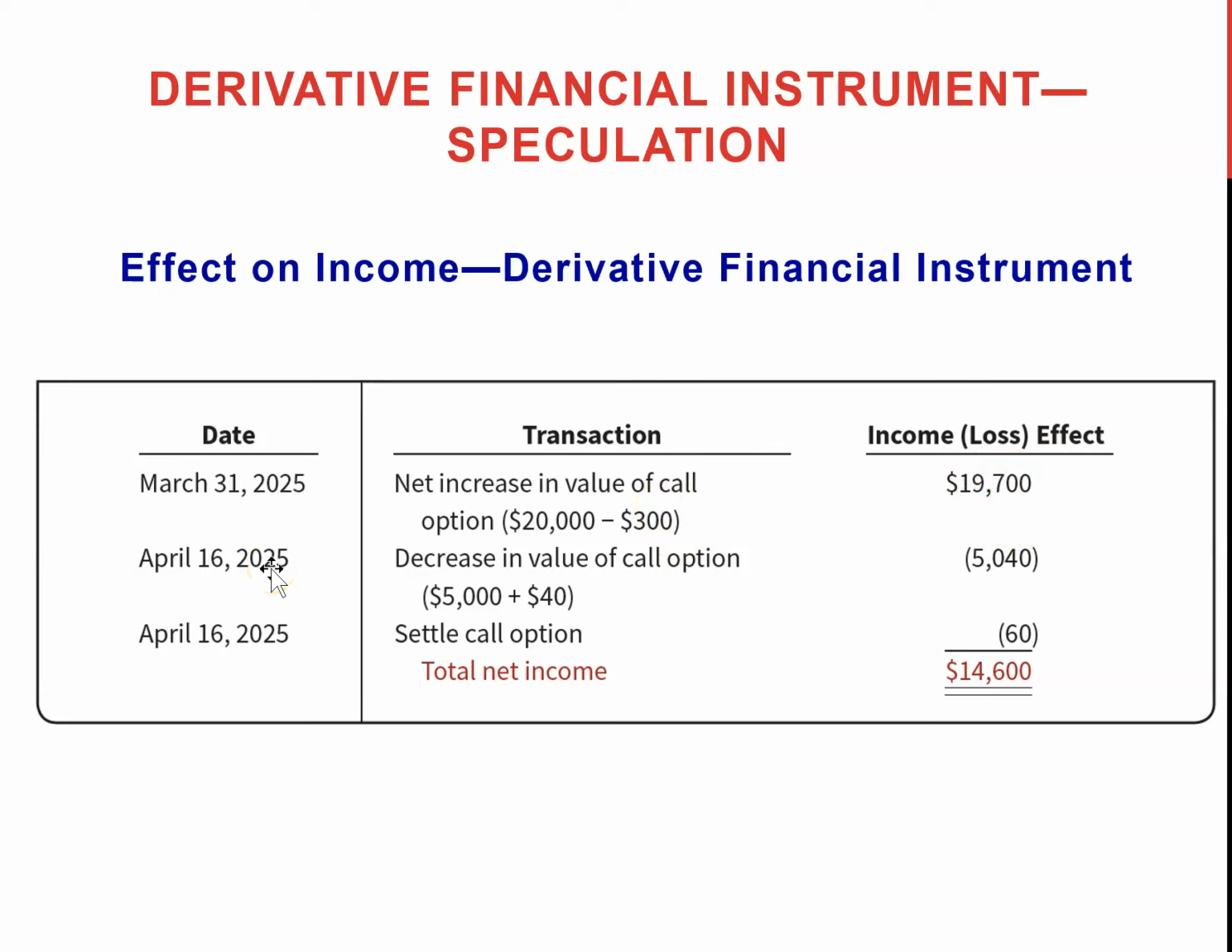On April 16, intrinsic value and time value both reduced, so they have a loss of $5,040, and on the settlement date they have another loss on settlement of $60. So if I take all these numbers, they still have a net income of $14,600. This is how the company will record the option related income and losses.